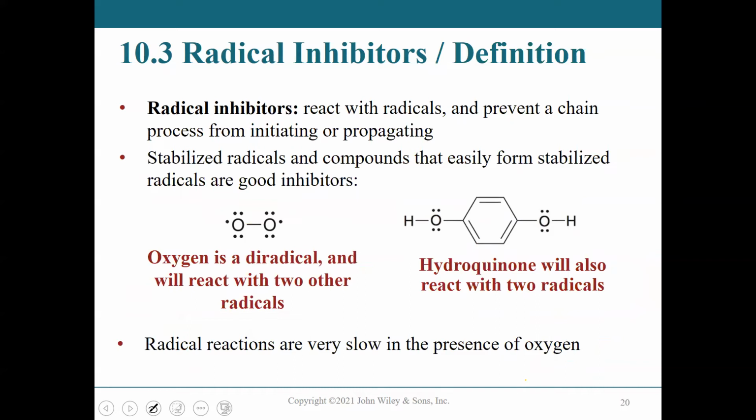Why? Because oxygen is also a radical. Okay? Oxygen is a diradical, so it traps. So if you have a radical, let's say you have the chlorine radical here, this radical will definitely trap it. And if you have another chlorine radical, it will trap it. So oxygen kills any type of radical reaction. Why? Because oxygen itself is a diradical, so it will react with the radicals that are in your reaction.